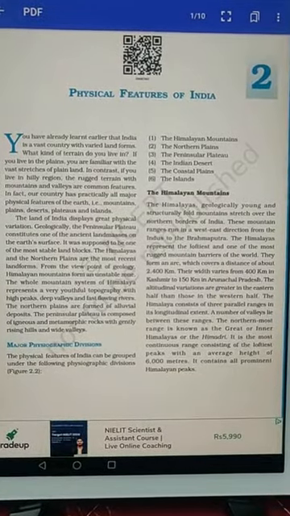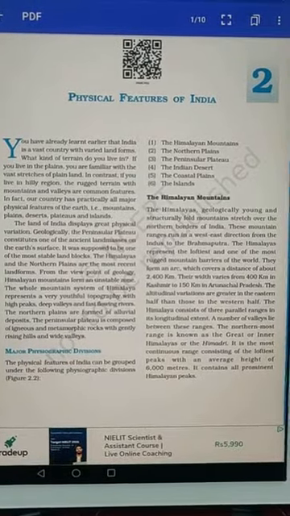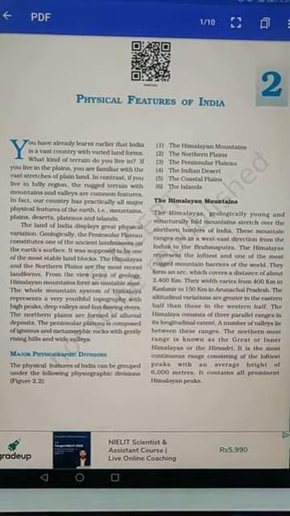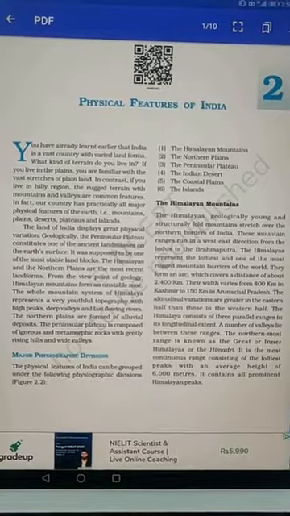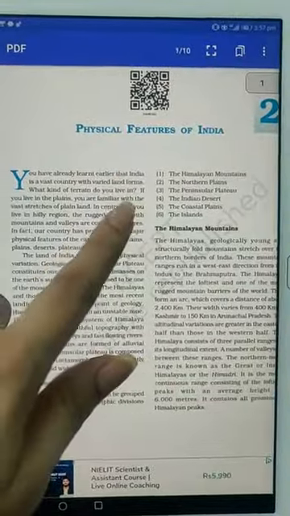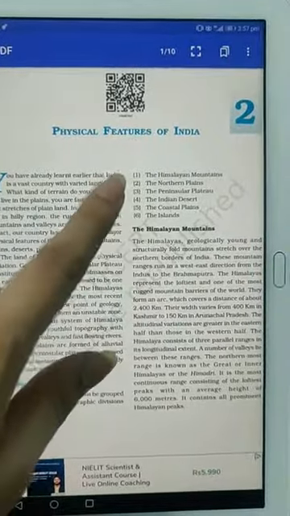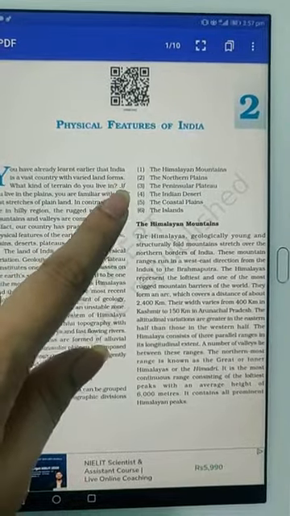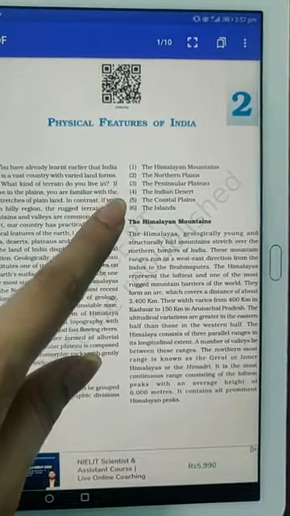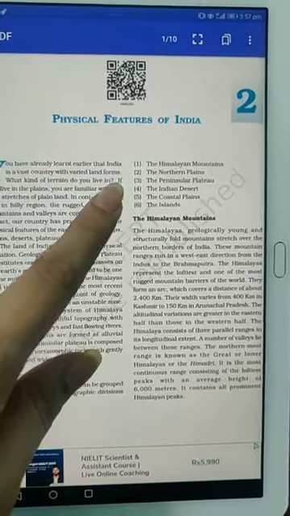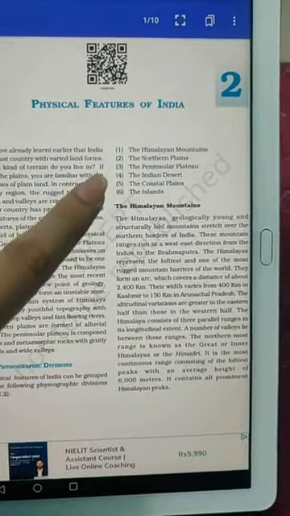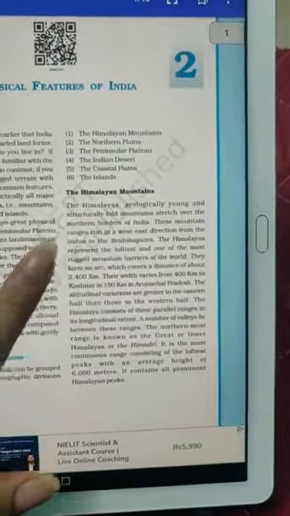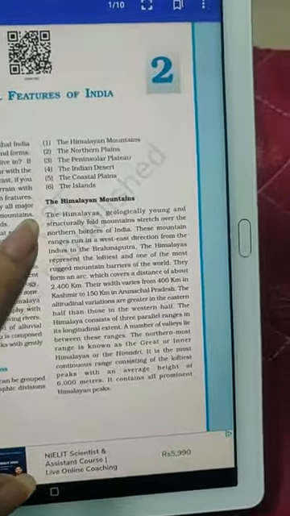So now in this chapter we have to go through the different physiographic divisions of India. On the basis of the physical features, India can be grouped into these 6 divisions, which are the Himalayas, the northern plains, the Peninsula Plateau, the Indian desert, the coastal plains and the islands. All these 6 divisions are present in India. So we will discuss the Himalayan mountains.